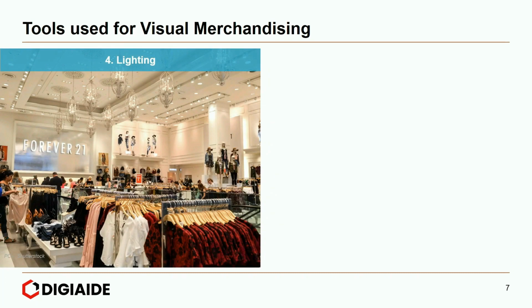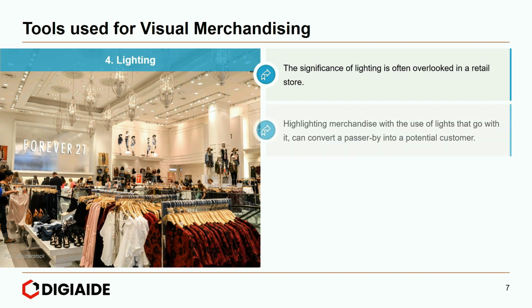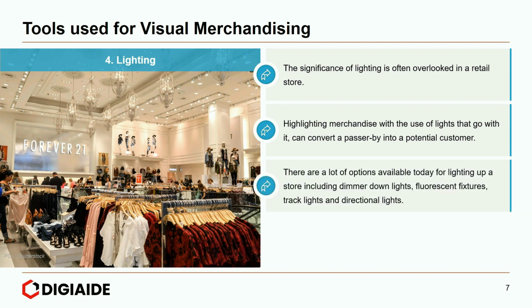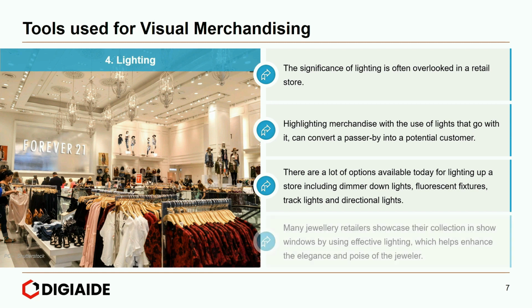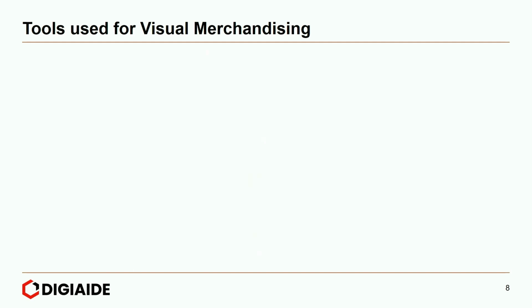Fourth, the aspect of lighting. The significance of lighting is often overlooked in a retail store. Highlighting merchandise with the use of lights that go with it can convert a passerby into a potential customer. There are a lot of options available today for lighting up a store, including dimmer down lights, fluorescent fixtures, track lights, and directional lights. Many jewelry retailers showcase their collection in show windows by using effective lighting, which helps enhance the elegance and poise of the jeweler.